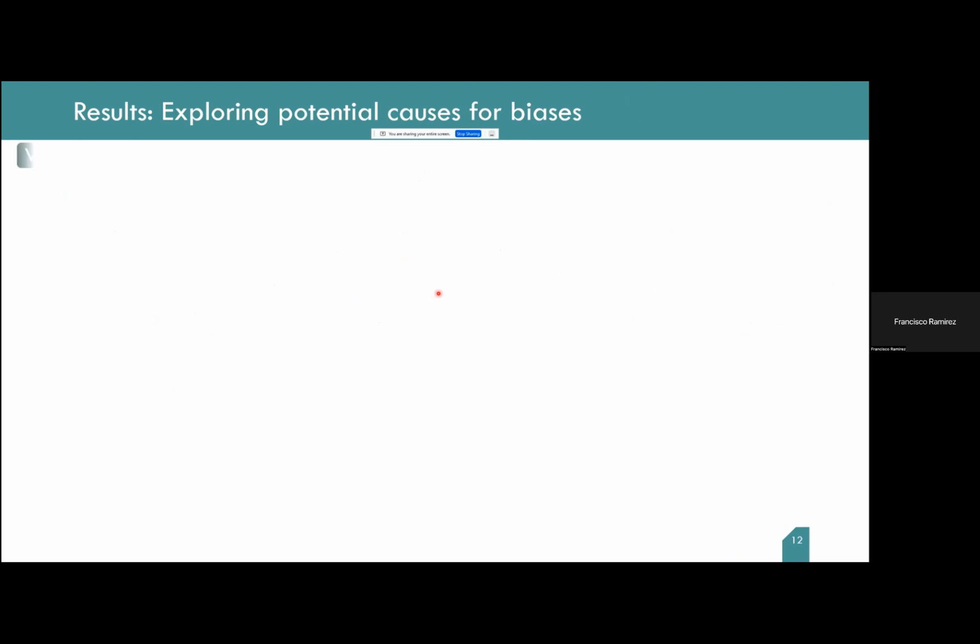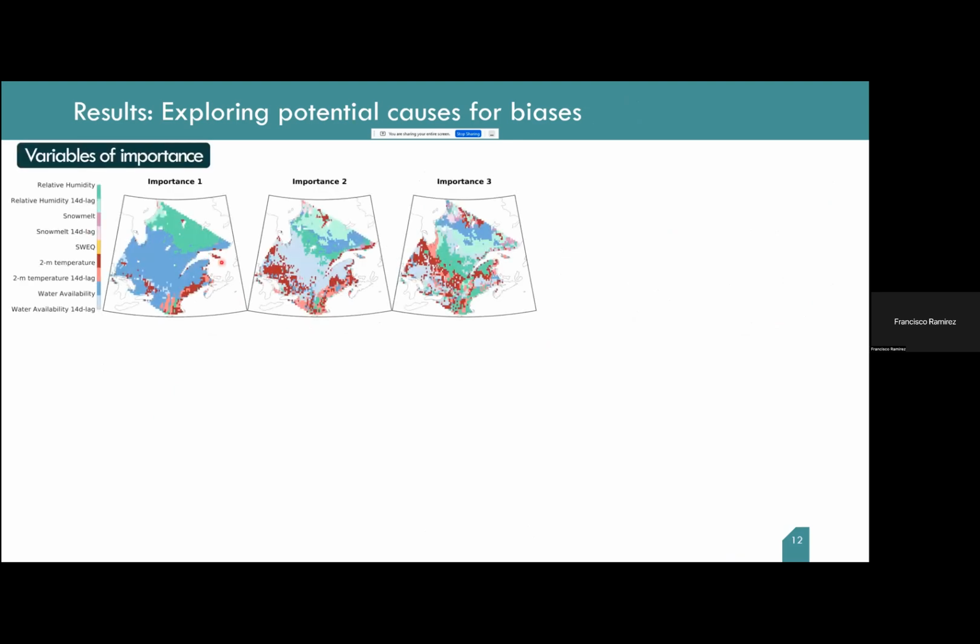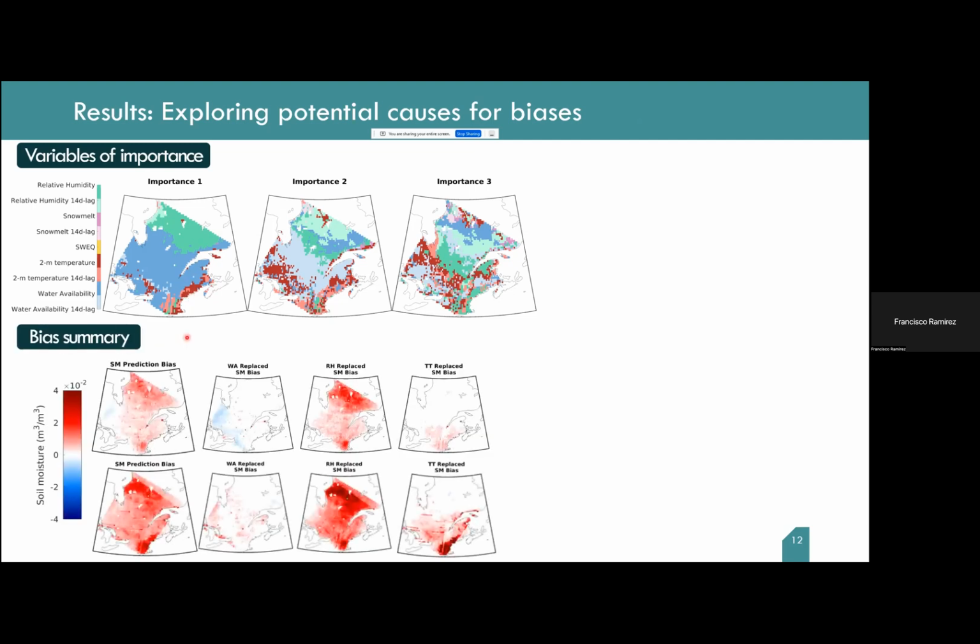Okay, next slide. In these plots, I'm showing where each variable is most dominant in the RF2 model. It was expected that water availability, here in blue, would be the strongest predictor in most of the domain, but we see an interesting result in relative humidity dominating the northern portion of the domain, while the same is true for 2-meter temperature here in the south. Another interesting result is that these three variables, water availability, relative humidity, and 2-meter temperature, carry most of the emulation bias.